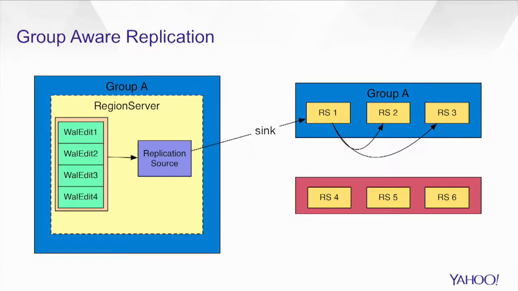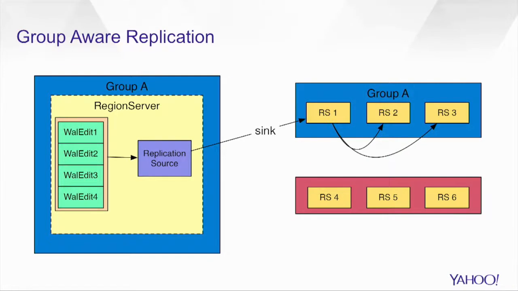Finally, we've also made replication group aware. For those that don't know how region server replication works, basically there's a thread in the region server called the replication source. What it does is it picks a sync server at the slave cluster, and then that sync server gets shipped the information that needs to be replicated, and then the information gets replicated locally.